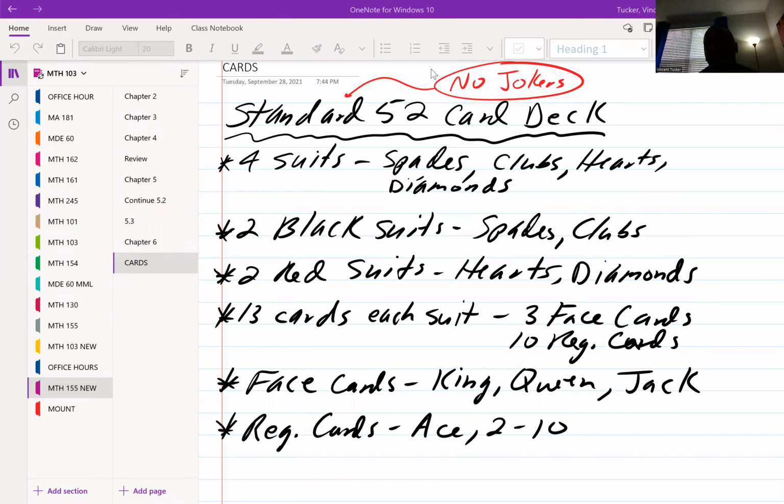3 are face cards, 10 are regular cards or non-face cards. So the face cards are your king, queen, and jack. Regular cards are ace and the numbers 2 through 10. So your ace is not a face.